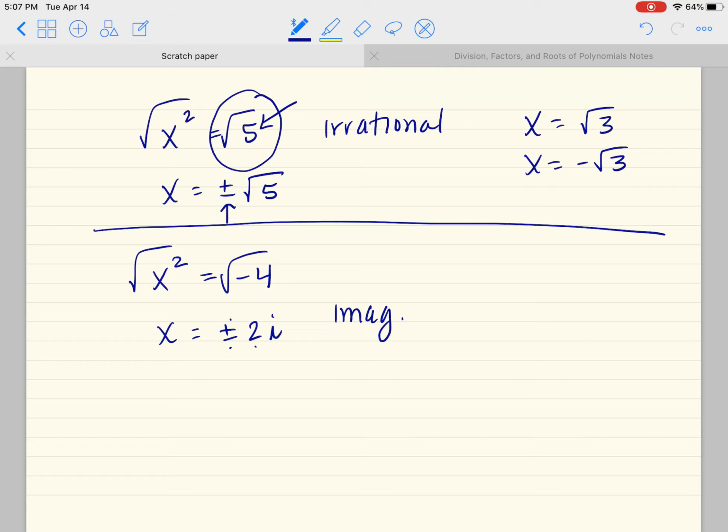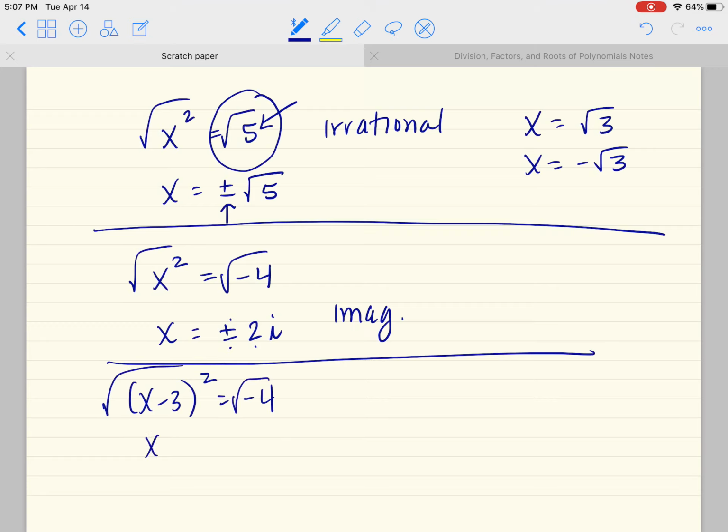When you go to square root that negative, there's going to be a plus or minus that goes in front of that 2i. And that's true for complex as well, right? If you had x minus 3 squared equal to a negative 4, when you go to square root here, you got x minus 3 equal to plus or minus 2i, right? And then you got to add that 3 over. So 3 plus or minus 2i, both solutions, two complex solutions.